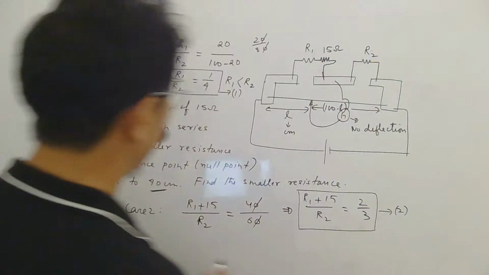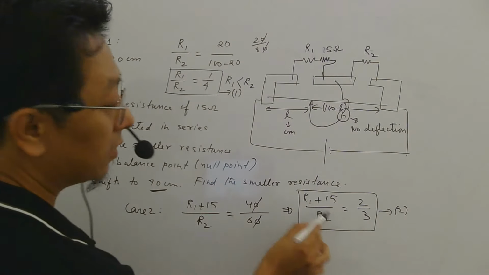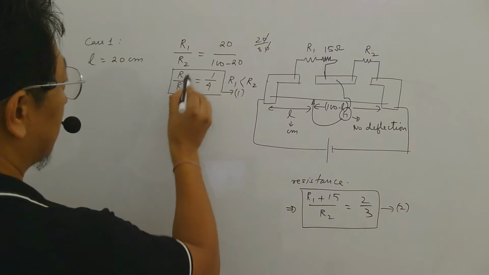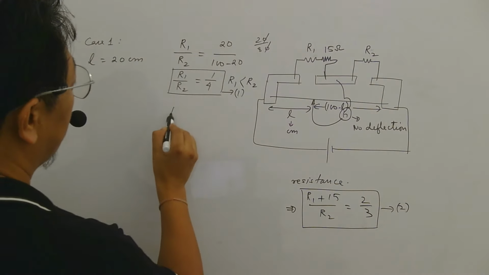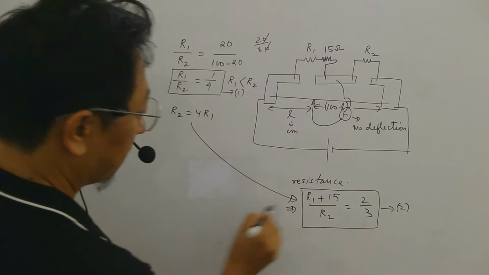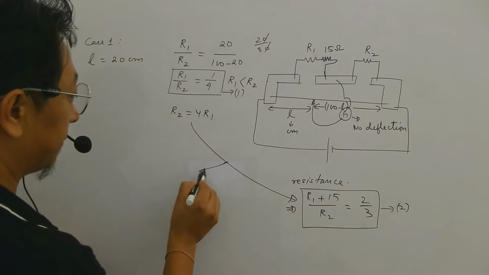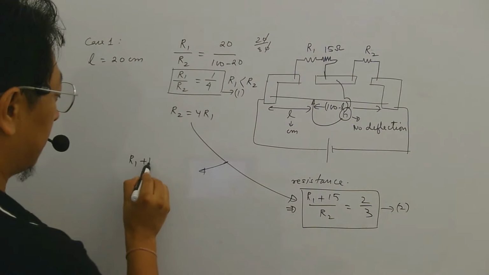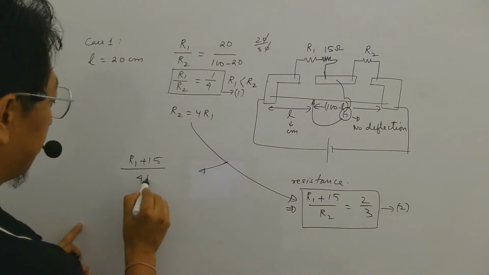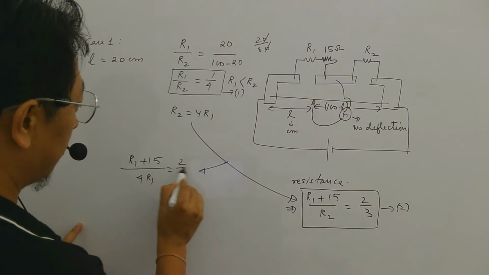So now obviously we can solve equations 1 and 2. We are supposed to find the smaller resistance R1. If you cross multiply, R2 will be 4R1. Substitute here. What will you get? R1 plus 15 divided by R2, which is 4R1, equals 2 by 3.